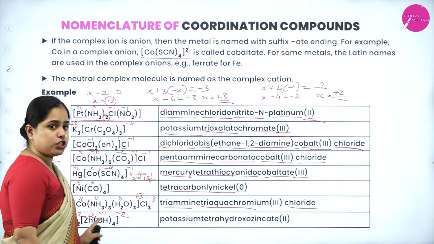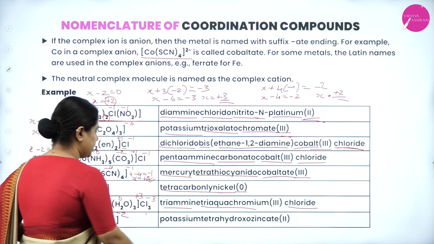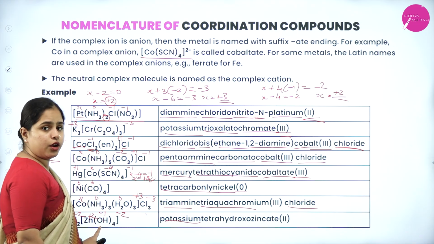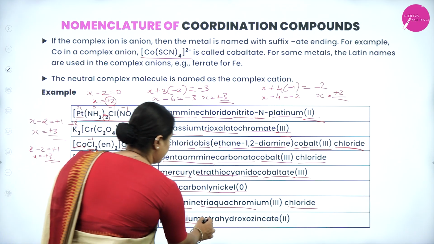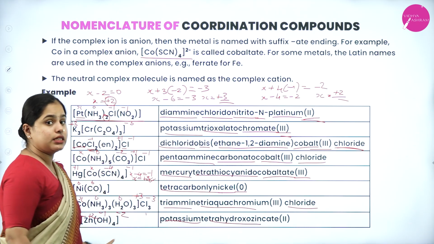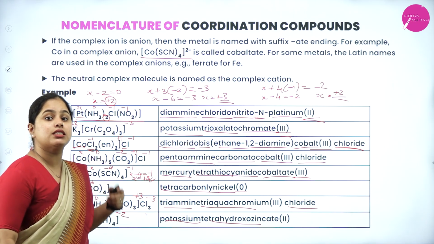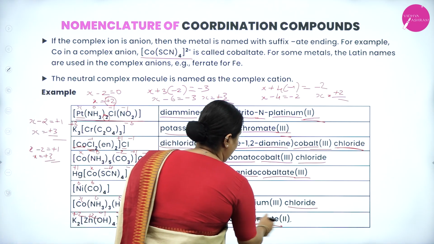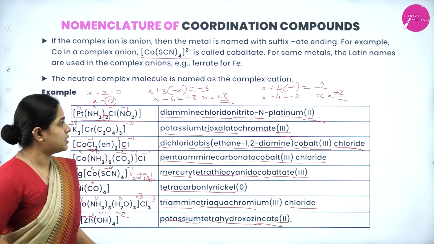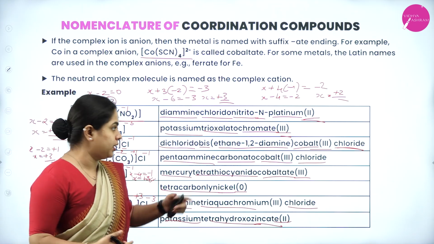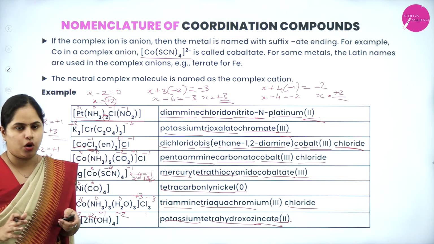Okay. So now again, which is the cationic part? It is potassium, so we write that first, potassium. Then, how many hydroxido are there? 4 are there, so tetrahydroxido. Now, again, it is anionic, so we don't name it as zinc, it is zincate, and the oxidation number 2. So this is how you have to calculate the oxidation number as well as name the coordination compounds, right?